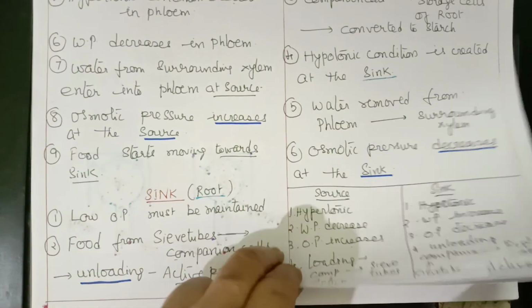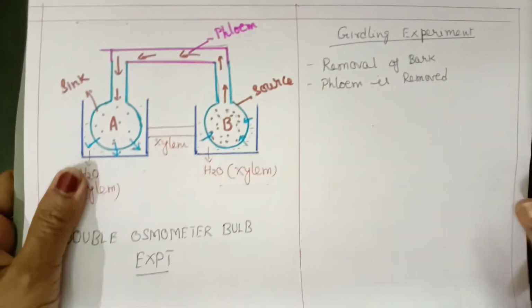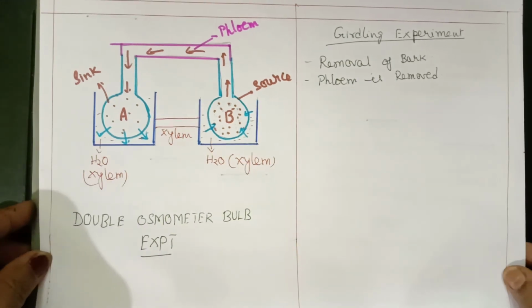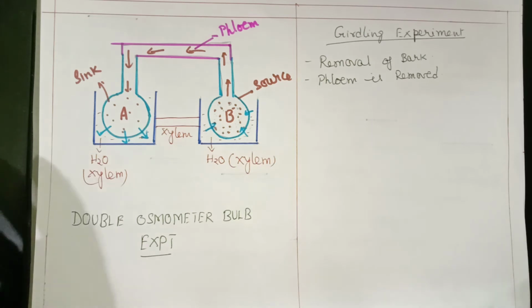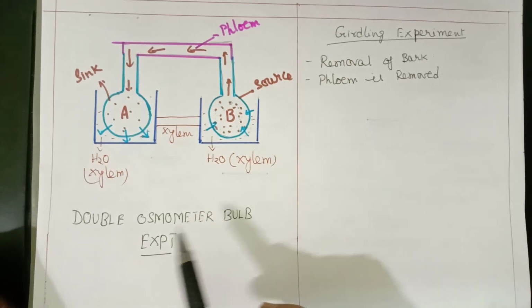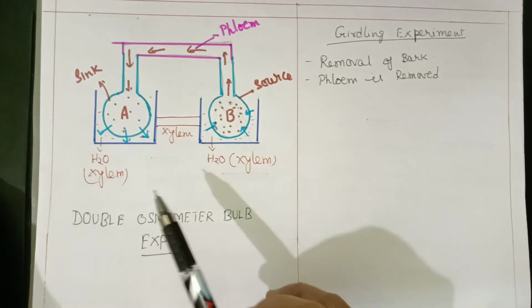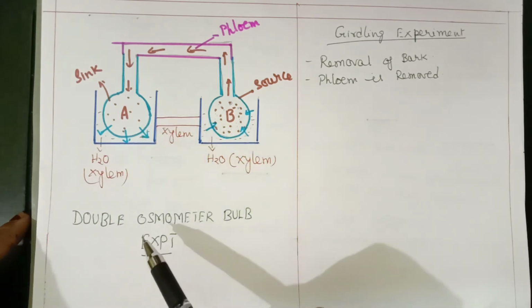Now let us go to the last part of it, the experiment which demonstrates this. Actually, this experiment was performed by Munch. The experiment which demonstrates this process, phloem transport, is called the double osmometer bulb experiment. It is called an osmometer because it performs osmosis. So what is this double osmometer bulb experiment?